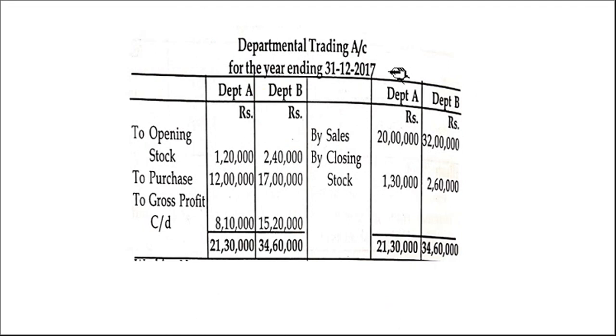So departmental trading and profit and loss account we can do. Opening stock, which is given in the problem, there are not much adjustments. Opening stock A and B. You can add one more column, total column. But when there is stock reserve, usually we calculate separately and then transfer to general profit and loss account. Okay, you can add total column, no problem. Two purchases A and B. By sales, total sales we have to write. Closing stock, it is given, right? Total of both the sides 21,30,000, 34,60,000. The balancing figure will be the gross profit. How much? 8,10,000, 15,20,000.